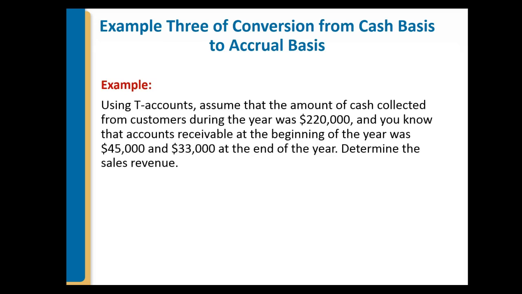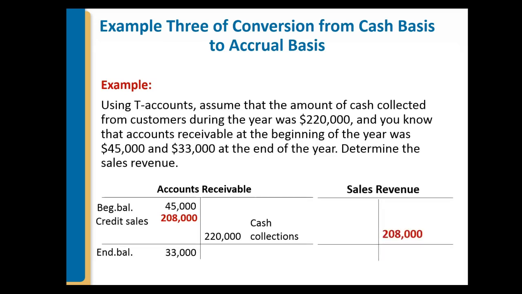For another example using T accounts, assume that the amount of cash collected from customers during the year was $220,000, and you know that accounts receivable at the beginning of the year was $45,000, and then at the end of the year was $33,000. You can use T accounts to determine that sales revenue for the year had to have been $208,000, the necessary debit to accounts receivable and credit to sales revenue to balance the accounts receivable account.